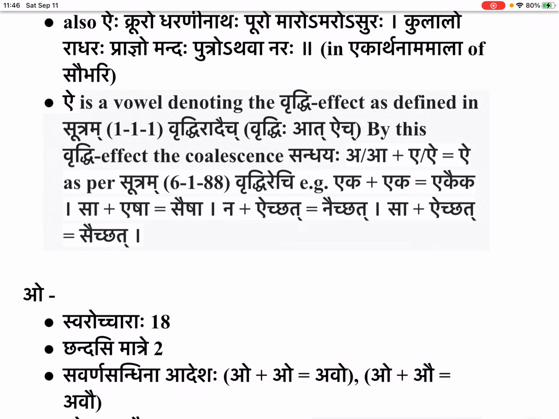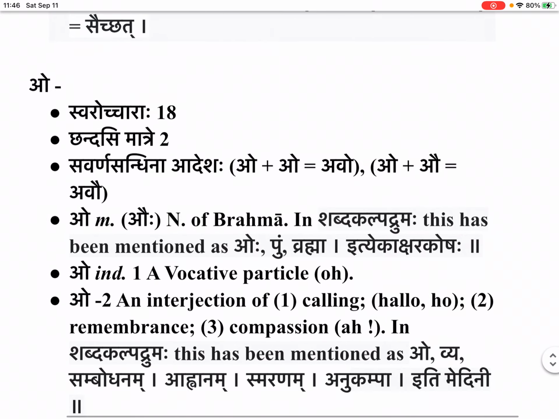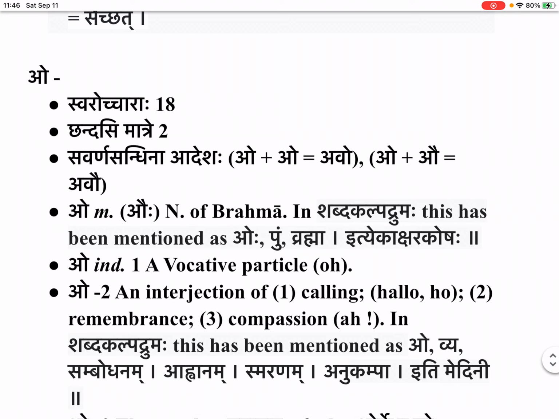O. Swarocharah 18, Chhandasi Matre 2, Savarna sandhina adeshah. O plus O, avo. Note, the first O becomes av and the next O adds into it, so it becomes avo. O plus au, avau. The first O becomes av, and au adds into it, avau.